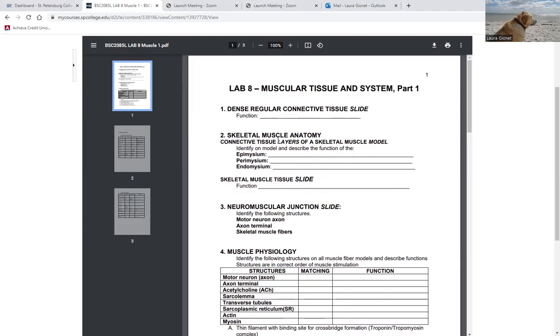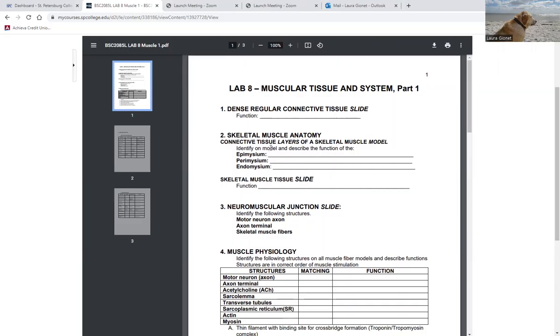We're going to look at the connective tissues that are found surrounding or within the muscles. So it says identify on a model and describe the function. And sometimes the function is a little more of a description, but ultimately these connective tissues will translate forces to the tendons, and the tendons attach to bone so that it moves the skeletal system.